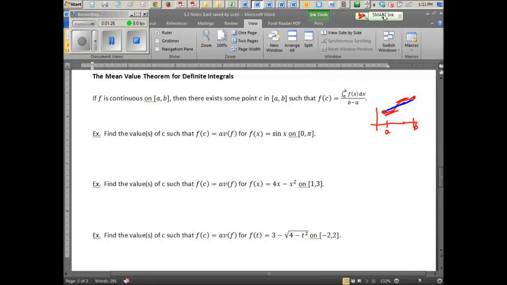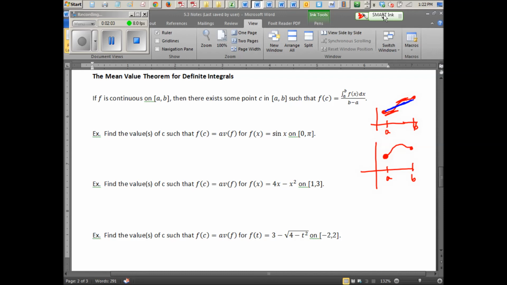Well, in the mean value theorem for integrals, we switch it up a little bit, and it's basically saying this: if the graph between A and B is continuous, okay, then we believe that somewhere on the curve there is at least one point that lives right on the average value. Okay, so instead of saying there is one line with a slope that's the average rate of change, we say there is at least one point that lives on the average y-coordinate. Okay?